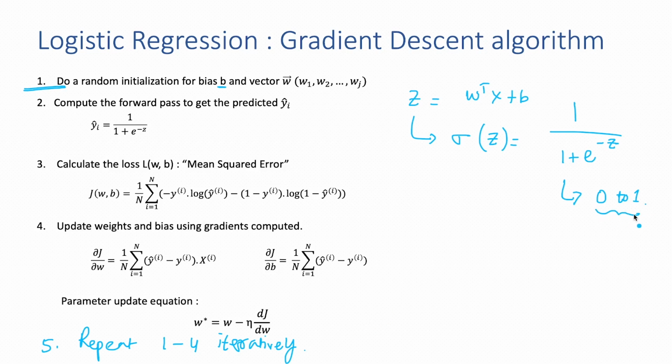predicted probabilities here. So for the binary class problem that we are trying to solve, the output is going to be in the form of predicted probabilities, which is the output of the sigmoid function. So yi hat is going to be 1 by 1 plus e to the power of minus z, where z is a linear combination of inputs, which is w transpose x plus b.